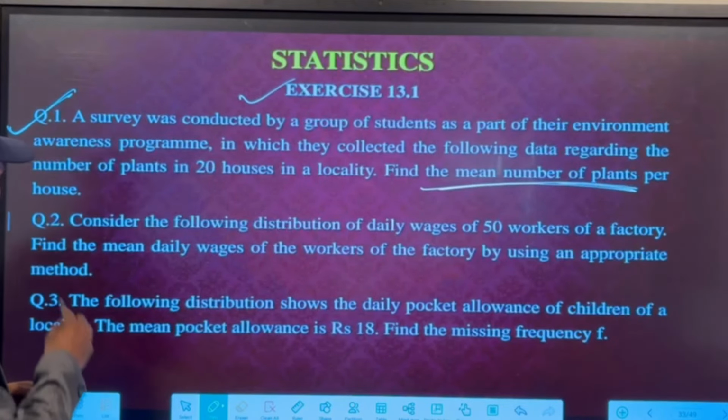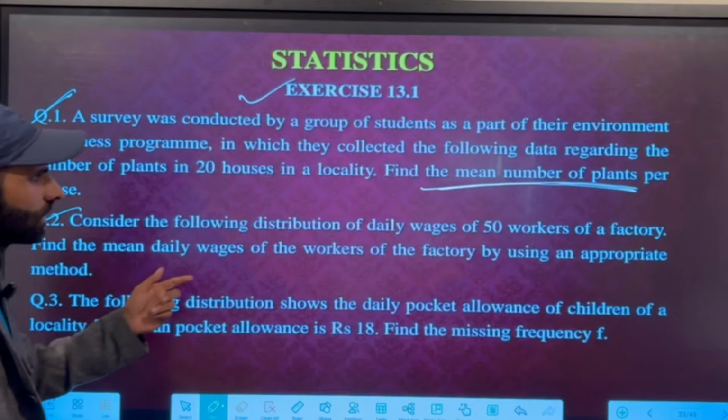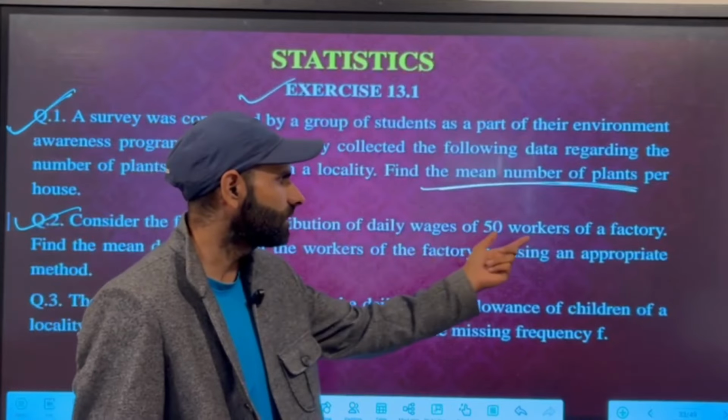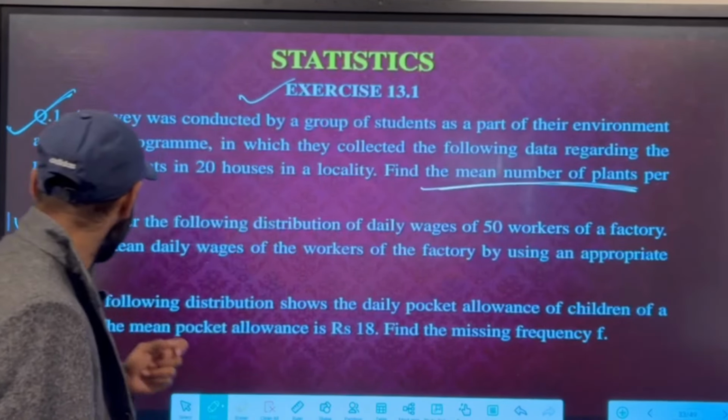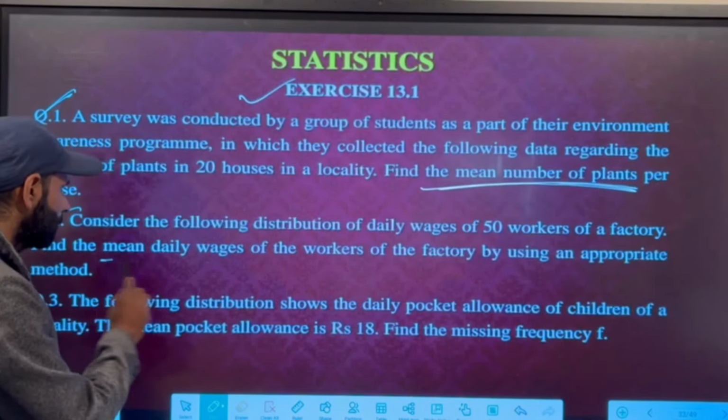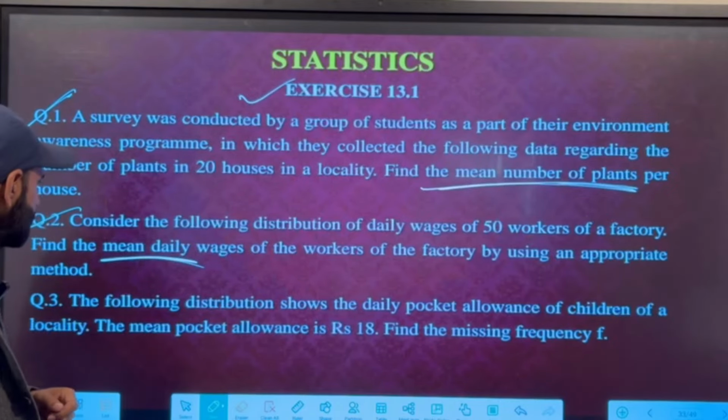Question number 2. Consider the following distribution of daily wages of 50 workers of a factory. Find the mean. Here also you have to find the mean. You will find the mean in this question also.